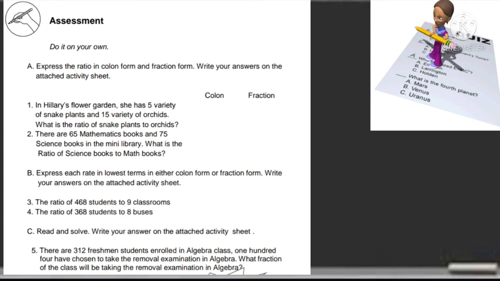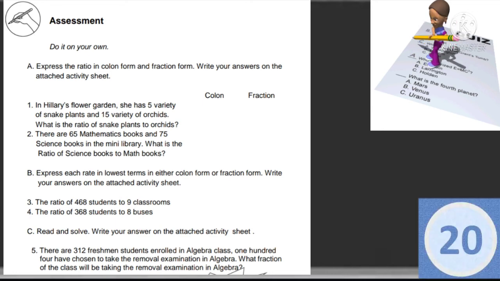Okay, last item, number 5. There are 312 freshman students enrolled in algebra class. 104 have chosen to have the removal examination in algebra. What fraction of the class will be taking the removal examination in algebra?